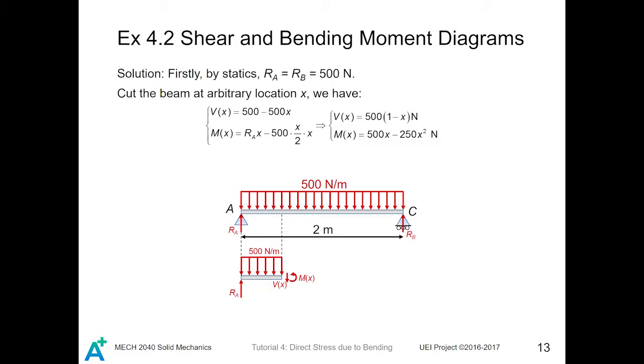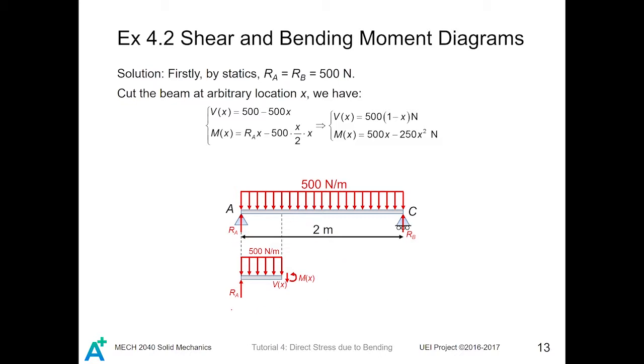The statics tells us that Ra equals Rb equals 500 Newton. It is very significant because it is a distributed load across the whole length. Now we cut the beam at an arbitrary location x. Then we consider the forces on this tiny section.